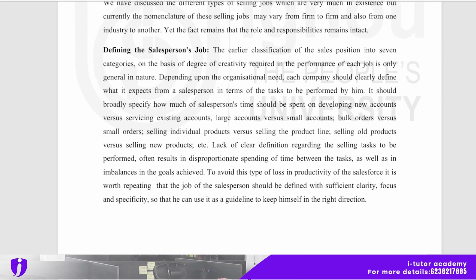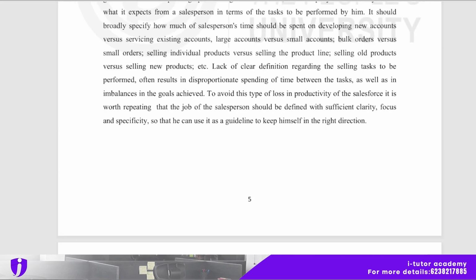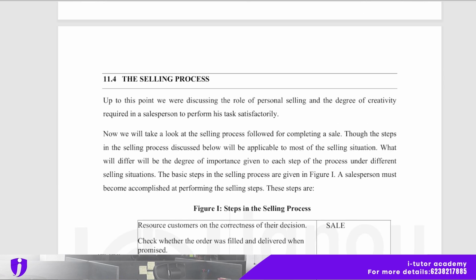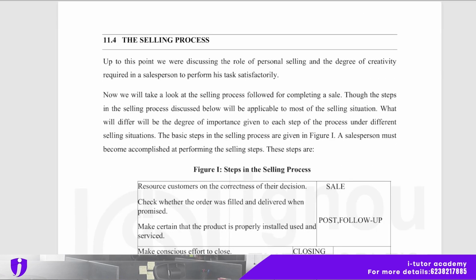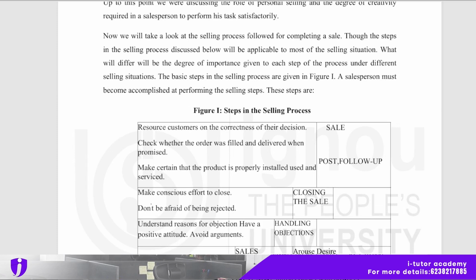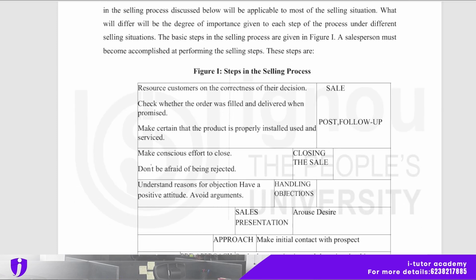In defining the salesperson's job, the earlier classification of the sales position into seven categories on the basis of the degree of creativity required in the performance of each job is only general in nature. And the next one is the selling process. What is the selling process? Up to this point, we were discussing the role of personal selling and the degree of creativity required in a salesperson to perform his task satisfactorily. Now we will take a look at the selling process followed for completing the sale. So, the steps in the selling process.